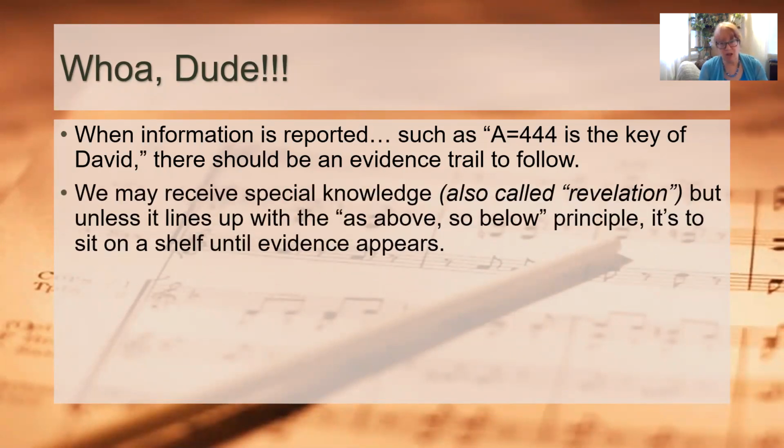We may receive special knowledge, what some call revelation, but unless it lines up with the as above, so below principle, it is to sit on a shelf until evidence appears. So I look at this thinking, okay, what's here seems to be a mirror of what's above, so we're going to find a correlation between the two things. Whenever I receive revelation on something, I look for that connection. If it's not there, I just let it sit. If it never appears, great. So what I'm saying is, at this time, there is no evidence about A444 being the key of David.